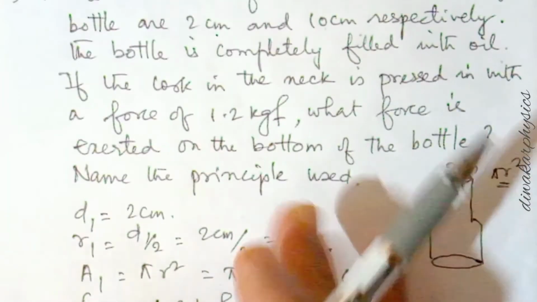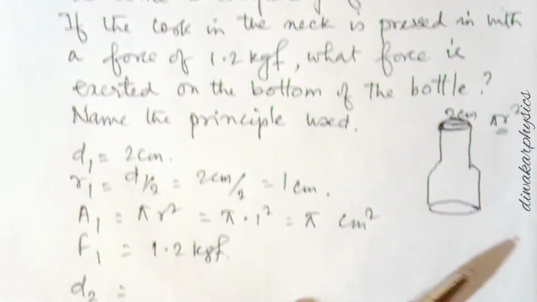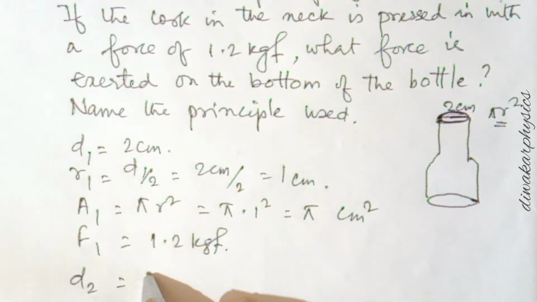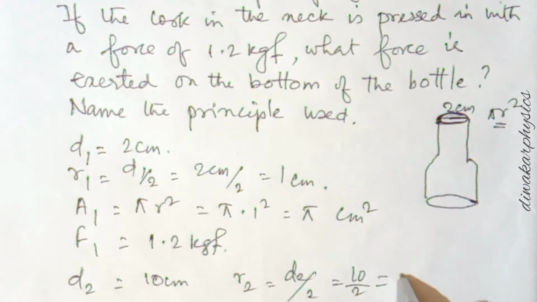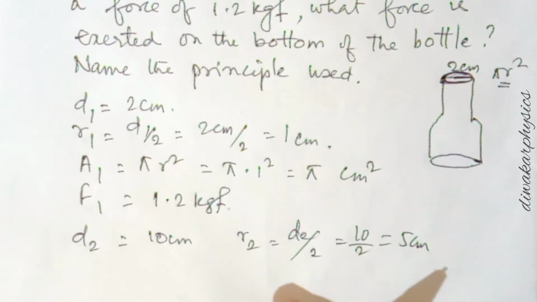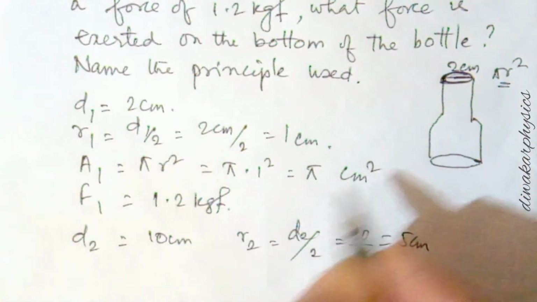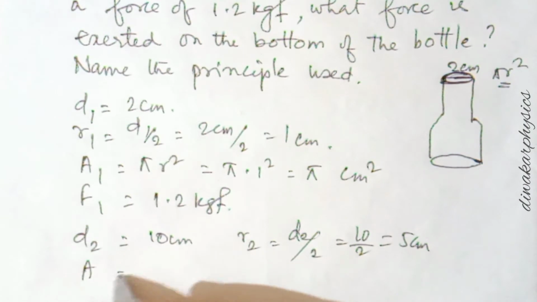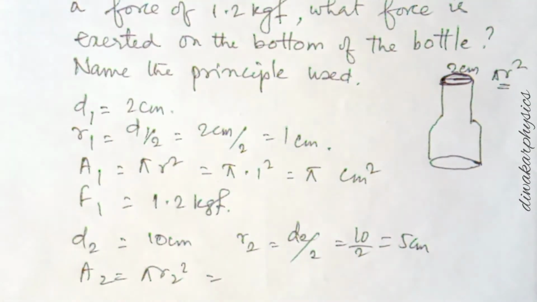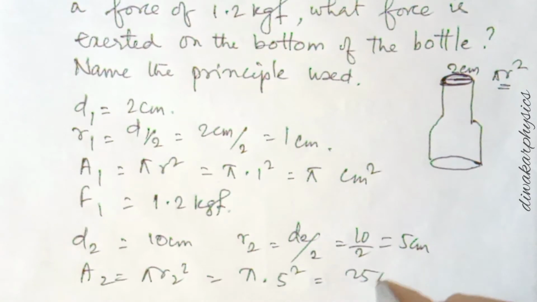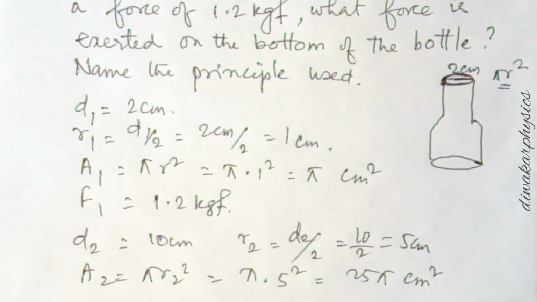Diameter of the bottom is given 10 centimeter. So D2 is 10 centimeter. Then R2 is equal to D2 by 2. So 10 by 2, 5 centimeter. Then area is equal to pi R2 square. This is area 2. Then pi 5 square. So 25 pi centimeter square.